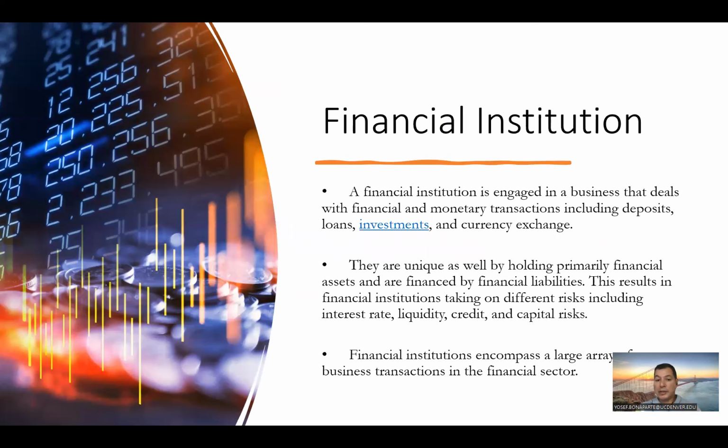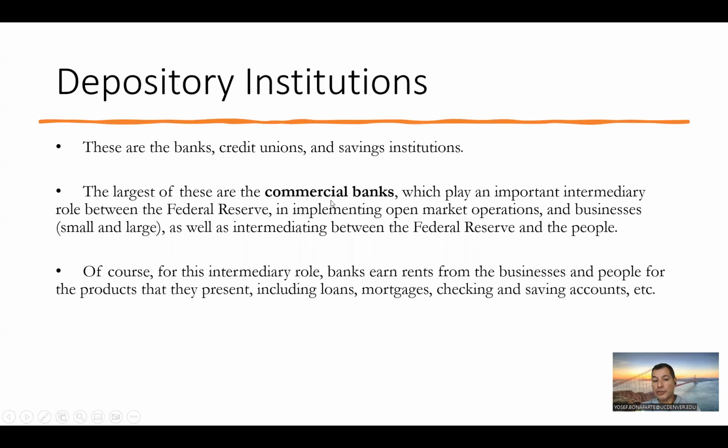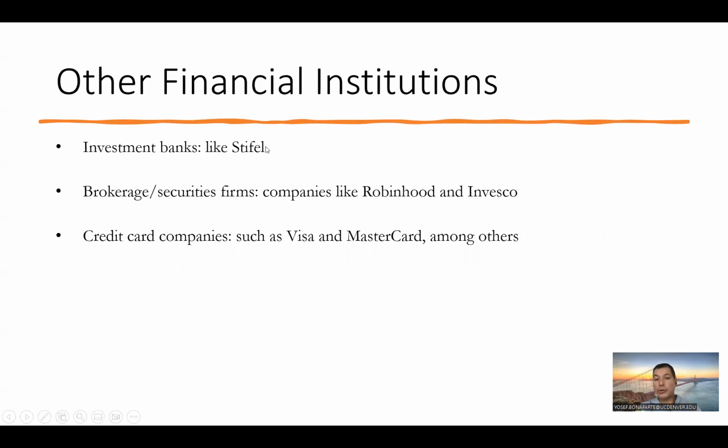Financial institutions, now we're going to talk about financial institutions. There are many. The biggest one is the Federal Reserve, and you can read more here. Then you go to commercial banks, and then other financial institutions like Stifel, Robinhood, which is a brokerage account, and Investors, another one. And then you have credit card companies like Visa and MasterCard, which give you credit. So these are financial institutions.